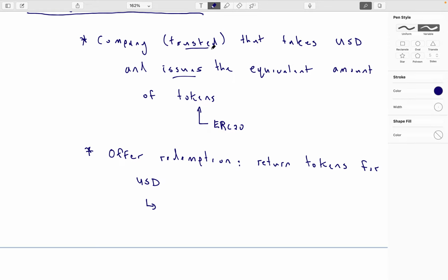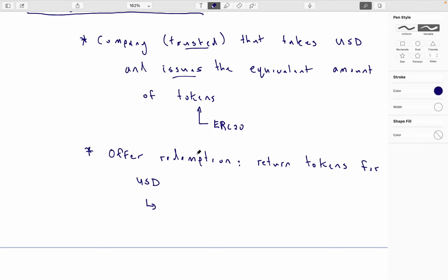Now, for redemption, you are trusting. This is why I say trusted. Okay. So they might issue you the tokens, but then when you come back and say I want the U.S. dollars back, they say sorry, right? Or they say, oh, our system's broken, it's shut down. We wait 3 months. There's nothing we can do, right? And so that's why it's a trusted company. So you don't know that you're going to get your money back, okay?